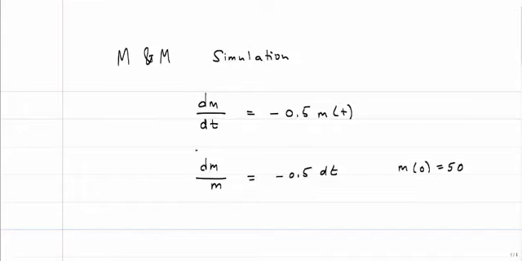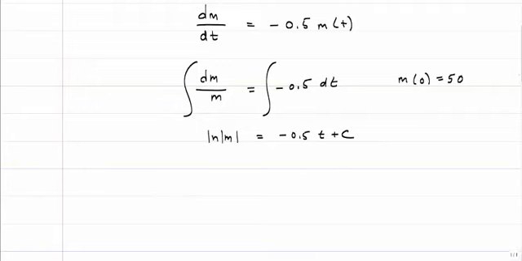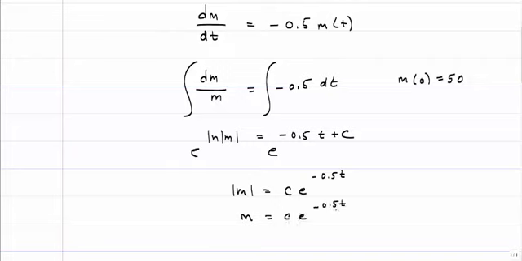So now I'm going to integrate both sides, and now I'm going to do e to the both sides, and then I'm going to pull that e to the c out front as just another c, as I talked about before. And again, I'll drop the absolute value bar. Now what I'm going to do is use my initial condition to find the value of c.